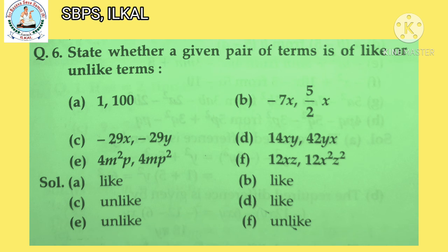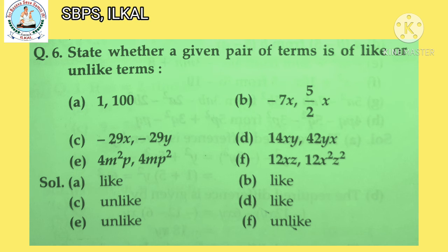Sixth question. State whether a given pair of terms is of like or unlike terms. They gave some questions, children. Let us identify whether the given terms are like terms or unlike terms. A, 100. These two are constants, both are like terms. B question, minus 7x, 5 by 2x. Both the terms contain x as a common variable.